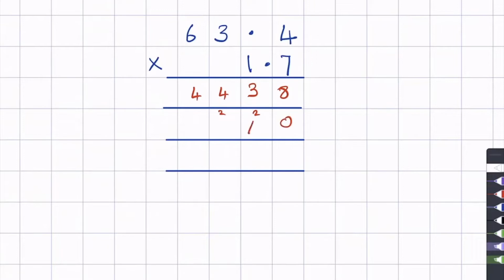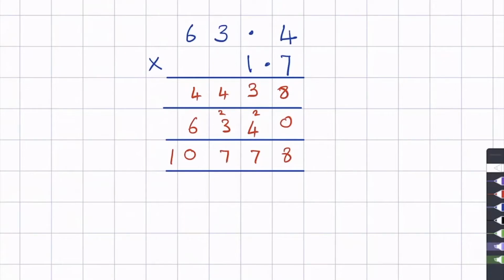1 times 4 is 4, 1 times 3 is 3, 1 times 6 is 6. I add up my columns, 8, 7, 7, and 10. Now you've noticed there that I haven't done anything at all with the decimal points.